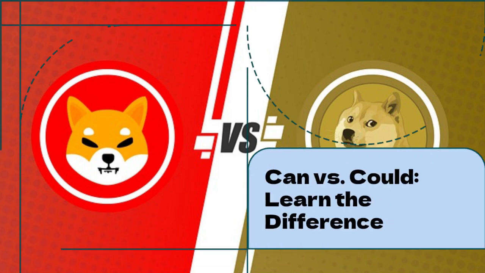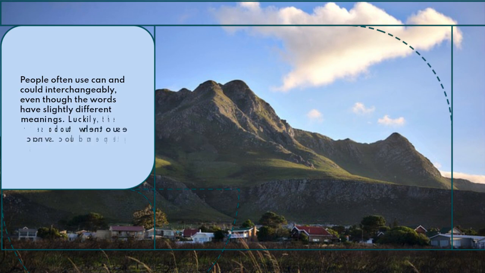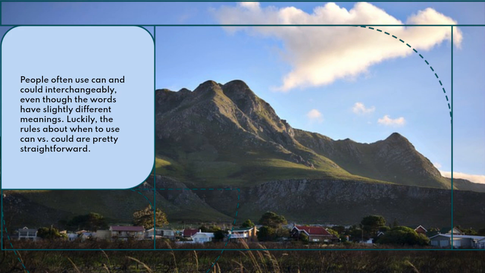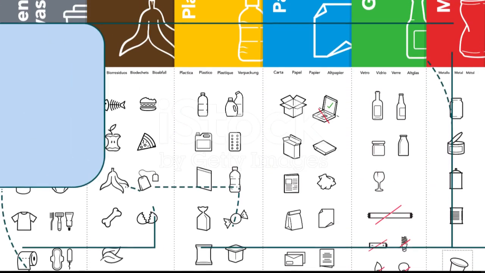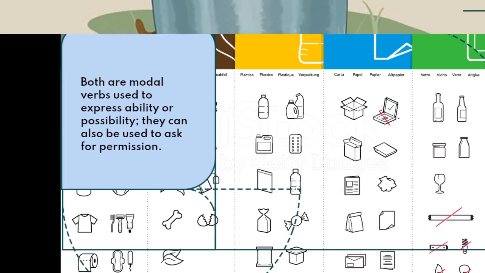Can versus could. Learn the difference. People often use can and could interchangeably, even though the words have slightly different meanings. Luckily, the rules about when to use can versus could are pretty straightforward. Both are modal verbs used to express ability or possibility. They can also be used to ask for permission.